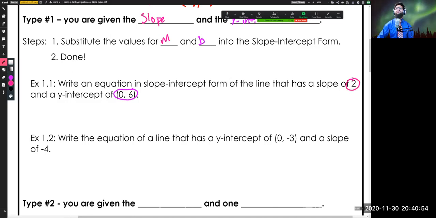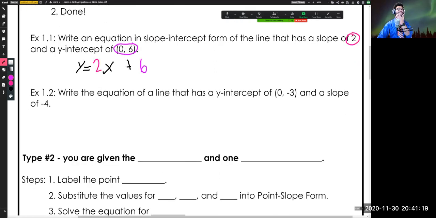Alrighty. So now when we go to write this equation, we're going to have y equals m, which is our 2x, and then our y-intercept is just 6. So it's going to be y equals 2x plus 6. All right. We were given a slope and a y-intercept, and that's how we're going to write it in slope-intercept form when given those bits of information.